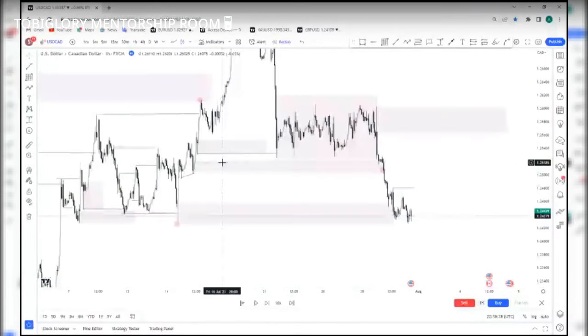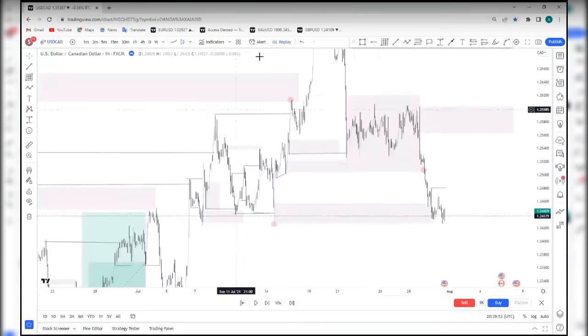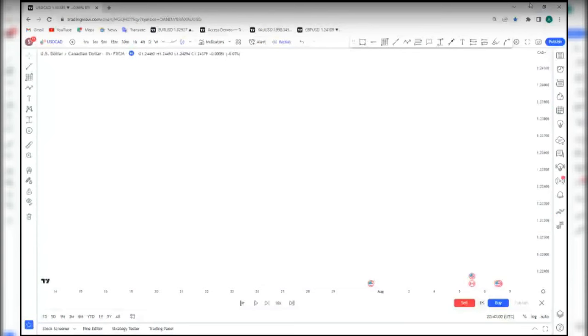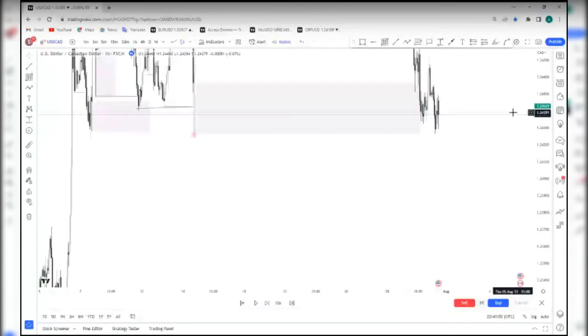When we apply demand, liquidity, fair value gap, inefficiency, supply and demand, order block, it will get more interesting when we apply everything. But now we are just talking about structure, though I'm using all these things to explain. You can see we have a break of this major low. But do we have a break fully yet? Price can stay on this major low and start going. We don't have a break yet.